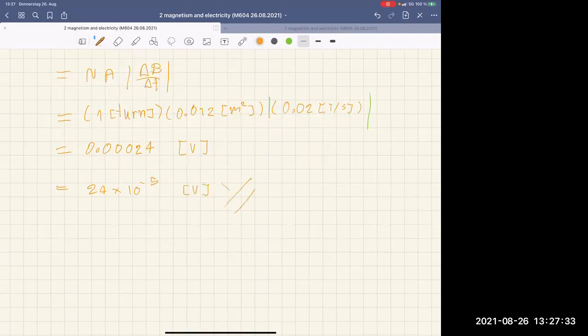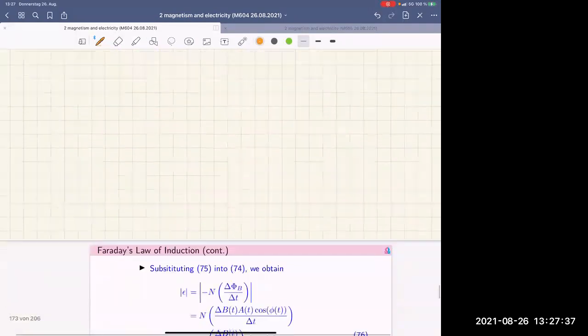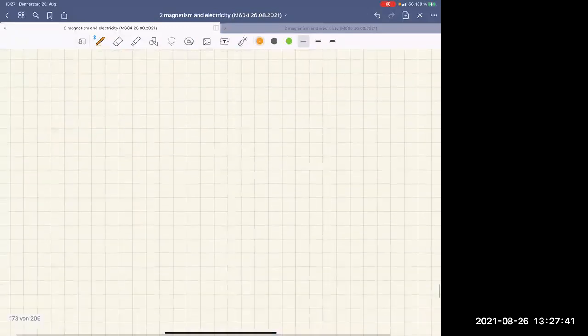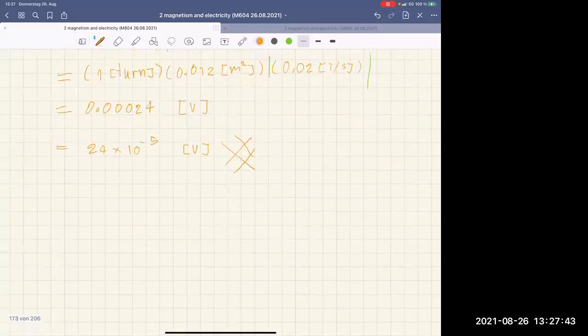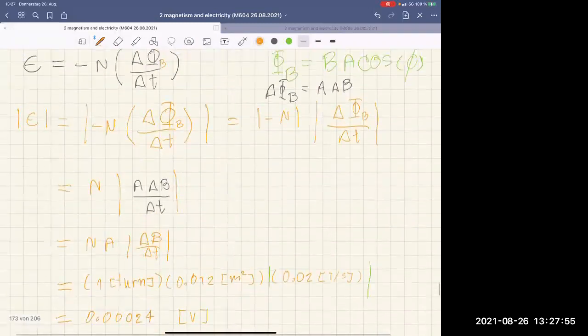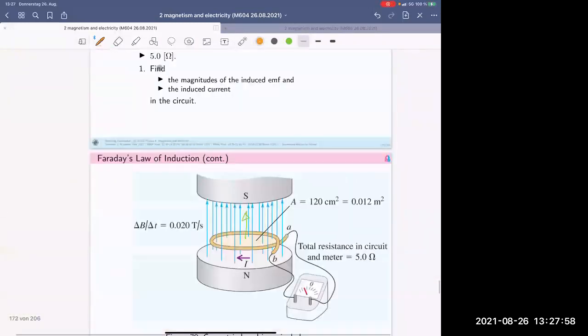I hope it's correct. I'm not sure about that. 24 times 10 to the negative 5. Or you say it in milli: it's going to be 0.24 millivolts.